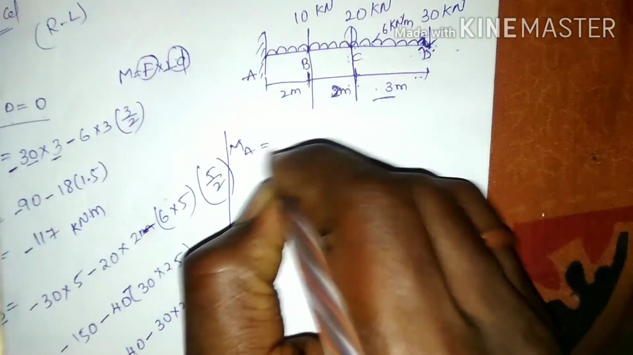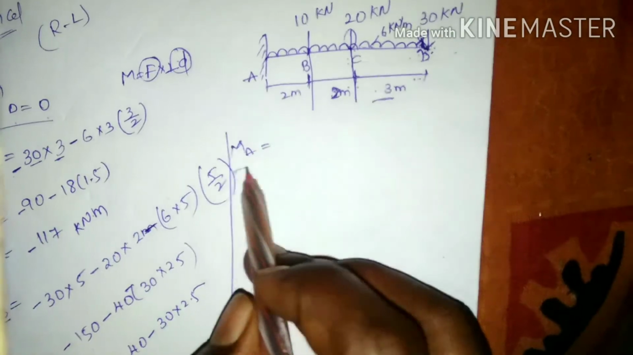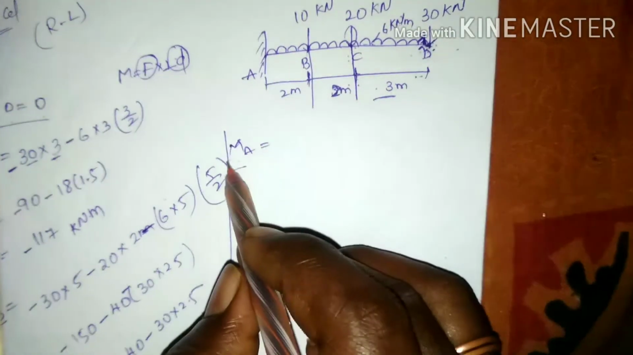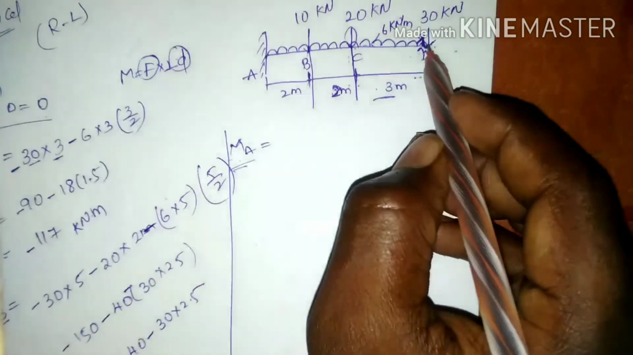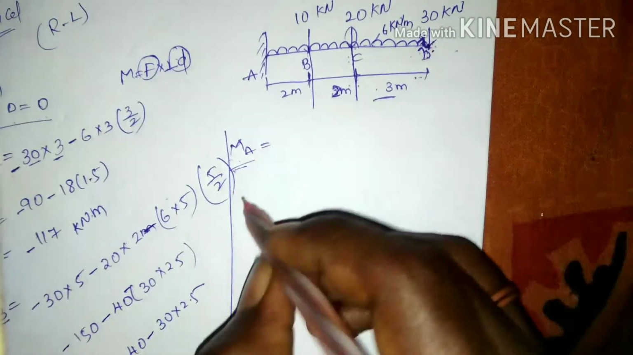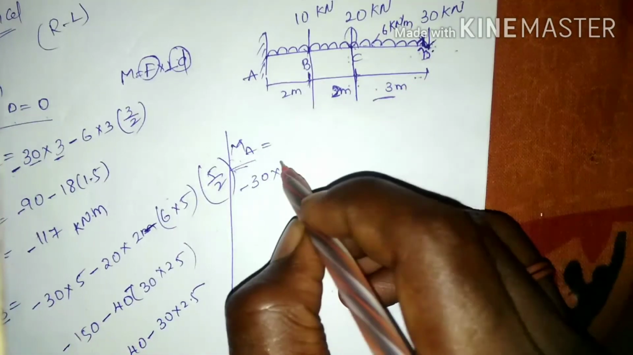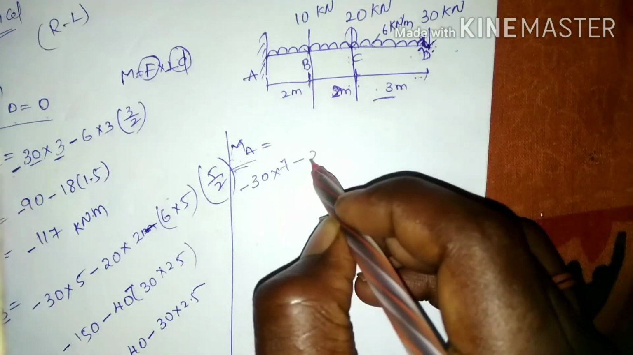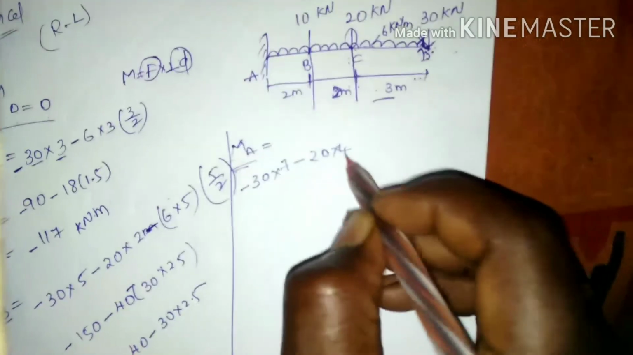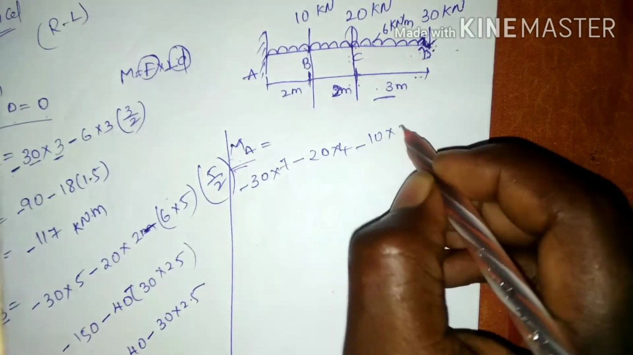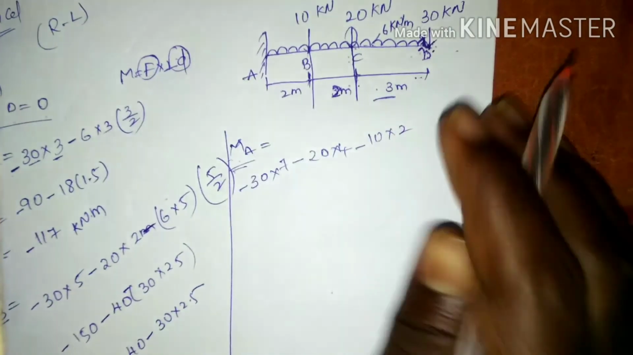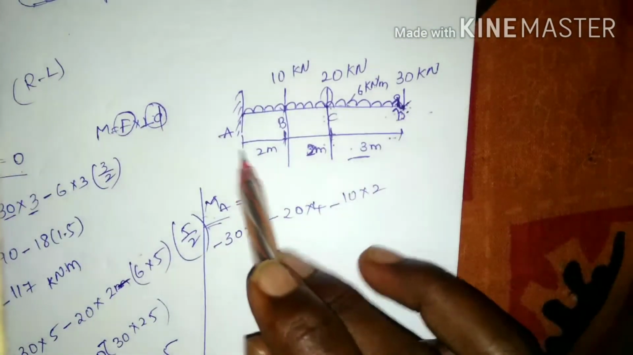Moment about A is equal to, we have to take for entirely up to A, from A to D, that is we are taking from right to D, so that minus 30 into the distance is 7 minus of 20 into 4 minus 10 into 2. Complete all the point loads which is acting on the beam.